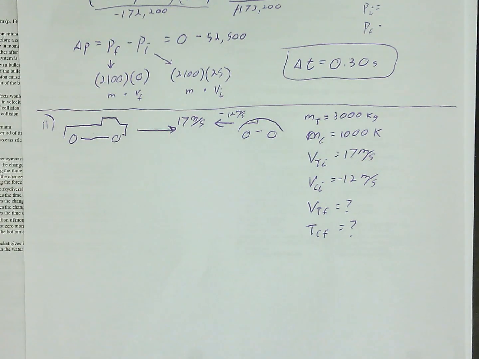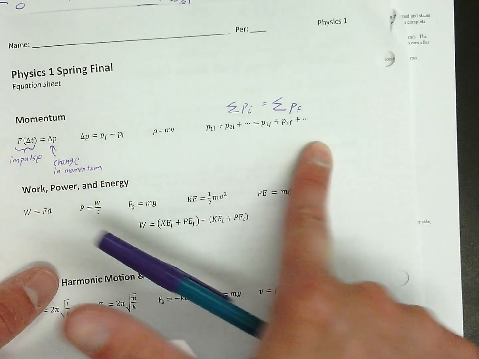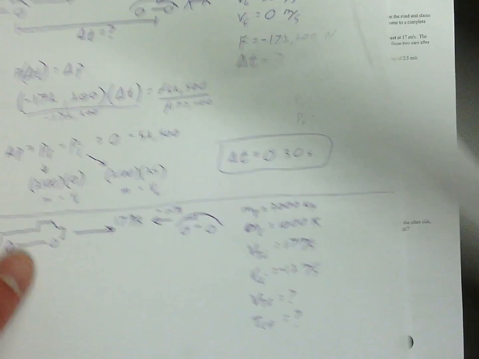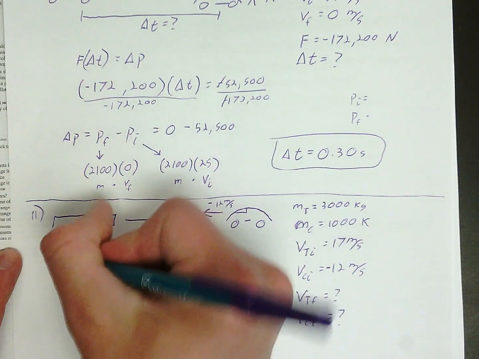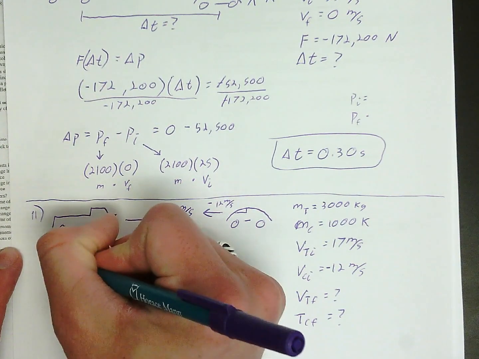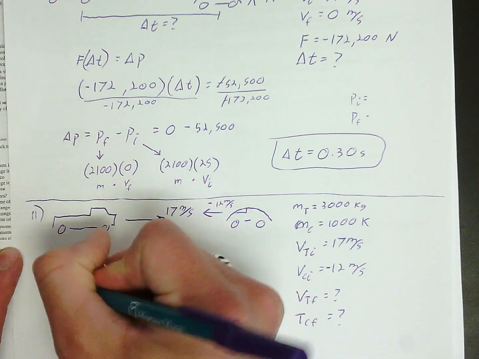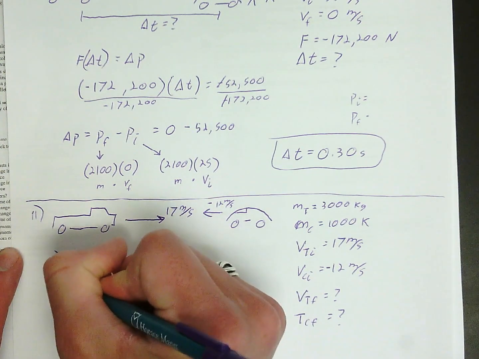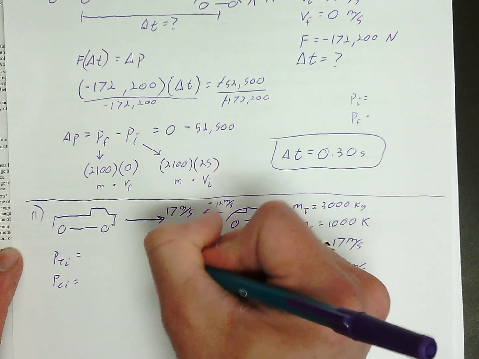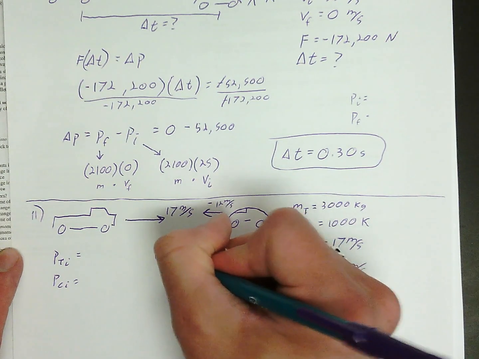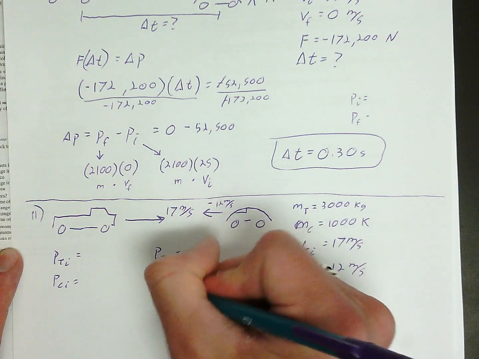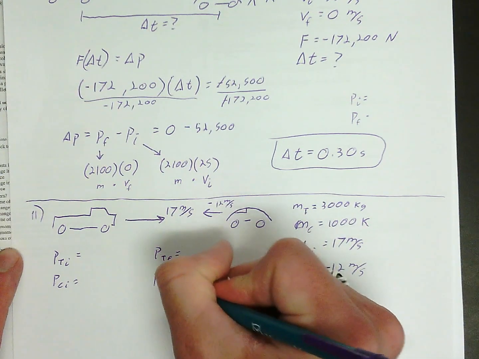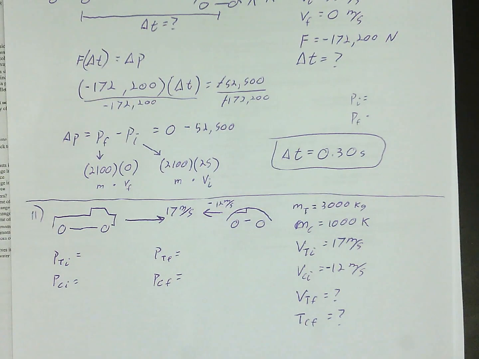Okay, so the equation we're looking at is conservation of momentum: total initial momentum equals the total final. So what I do is I find all of these. I find my initial momentum for the truck, my initial momentum for the car, my final momentum for the truck, and my final momentum for the car. And all I have to do for those is mv. Momentum's always mv.